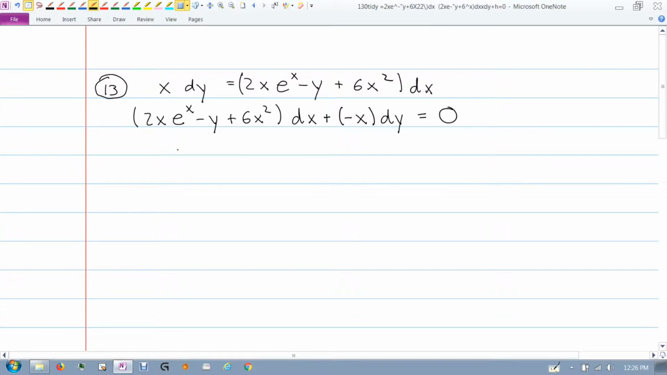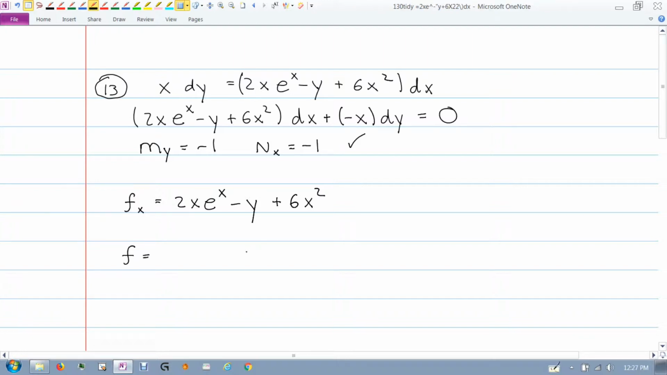All right, now our partial of M with respect to y would be negative 1, that's very nice, and then partial of N with respect to x would also be negative 1, so it is an exact equation. So we can continue. We know that the partial of f with respect to x is equal to 2x e to the x minus y plus 6x squared. So now we integrate that with respect to x.